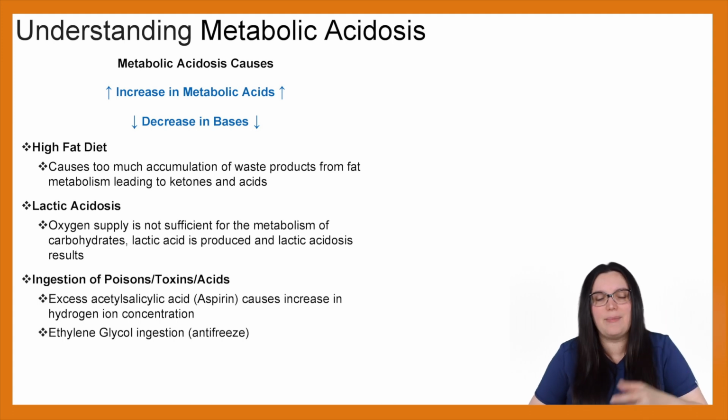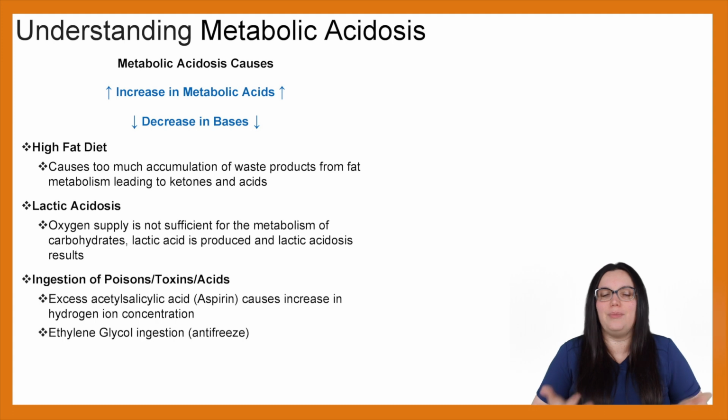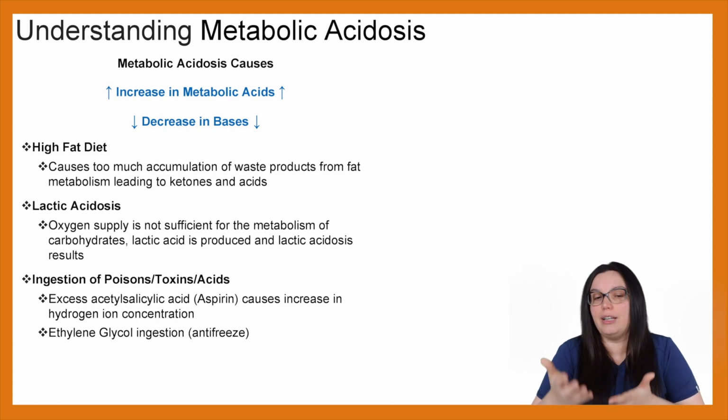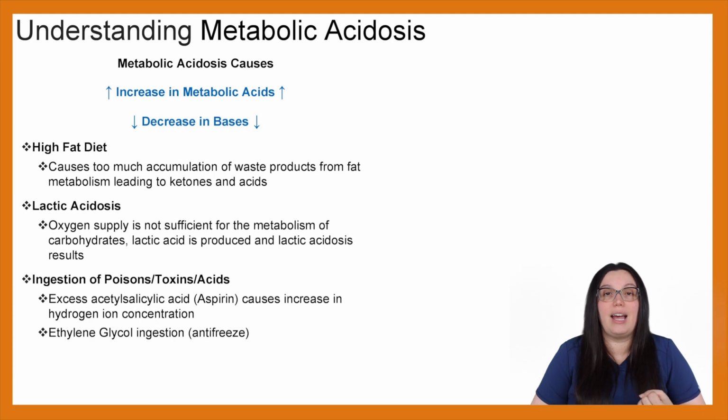Again, it's in the name, acidosis. Our oxygen supply is not sufficient for the metabolism of carbohydrates, so lactic acid is produced and lactic acidosis results as a byproduct of that production. And then lastly, ingestions of poisons, toxins, and acids. Those are all going to cause acid-base imbalances, particularly metabolic acidosis. So excessive intake of aspirin can lead to an increase in hydrogen ion concentration, as well as antifreeze.